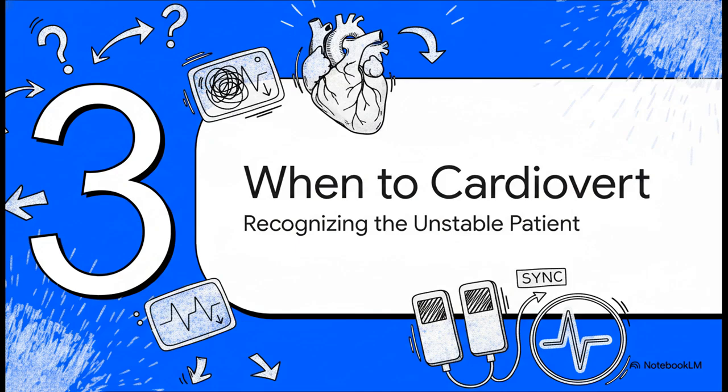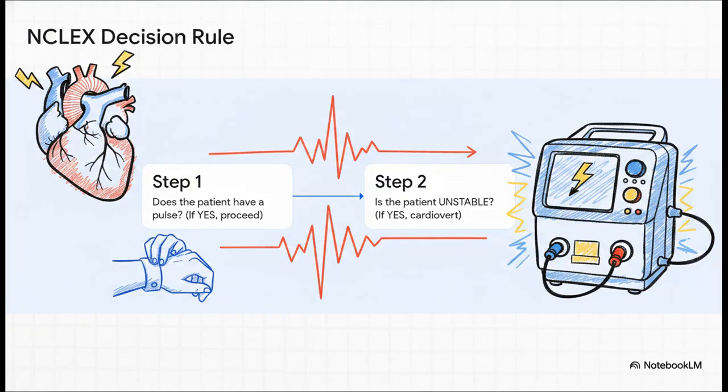Okay, so we've established we need to sync for a patient with a pulse. But which patient with a pulse needs cardioversion right now? This is where your clinical judgment, your nursing brain really has to kick in. You have to learn to spot the cues that scream, this patient is unstable and we need to act now. And I'm going to make it super simple for you. It's a two-step thought process.